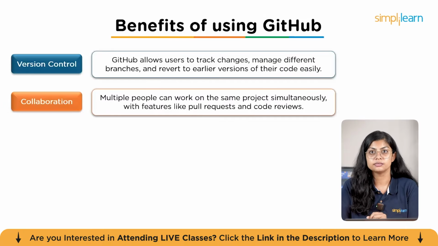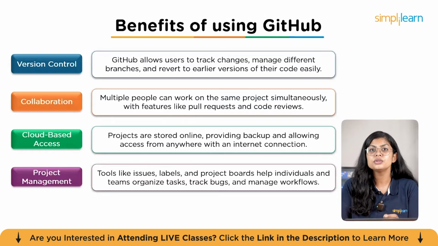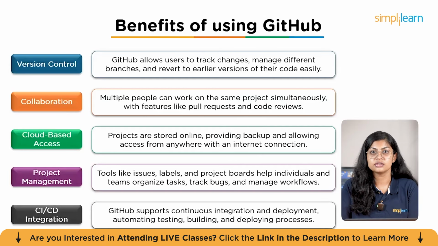Next is cloud-based access. Projects are stored online, providing backup and allowing access from anywhere with an internet connection. And also project management. Tools like issues, labels, and project boards help individuals and teams organize tasks, track bugs, and manage workflow effectively. Next, we have CI/CD integration. GitHub supports continuous integration and deployment, automating testing, building, and deploying processes for faster and more reliable development.